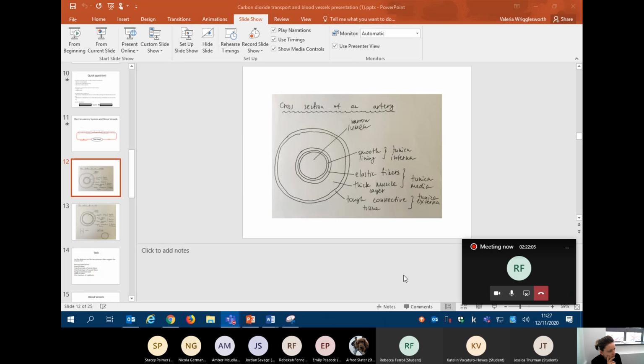No. Because it's thinner, it requires less. It will maintain the pressure because it's got less area to push through. Yeah, essentially, right? So let me give you an analogy.